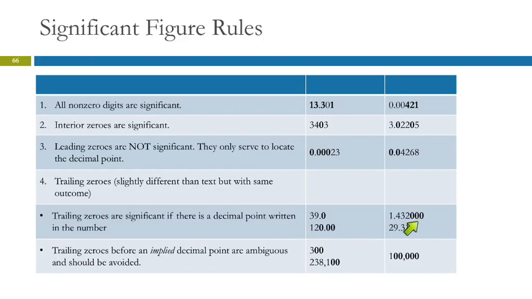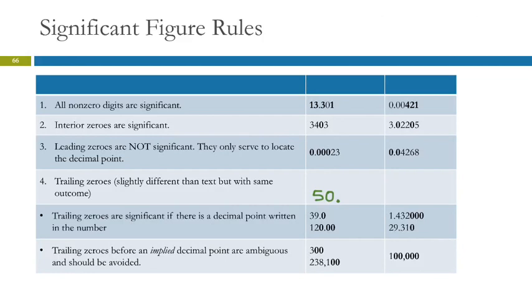1.432000. Why would I write those zeros at the end? Do I need them to hold a decimal place? No, I've got a decimal point. I wrote them at the end because I measured them and that's what they are. The last one's uncertain, but it's still important, still significant. 29.310. Again, there's a decimal point. So what if I have a number 50 with a decimal point?